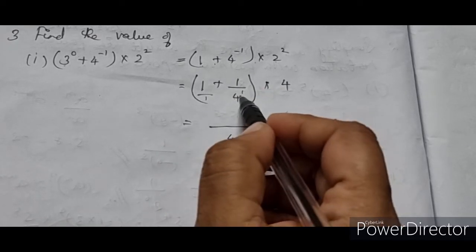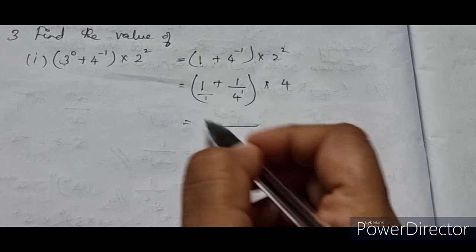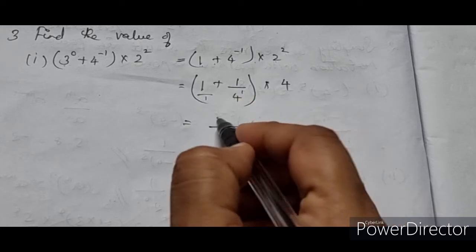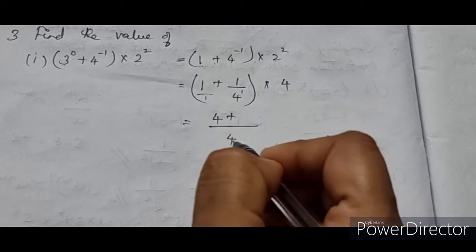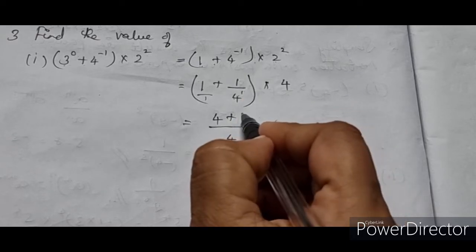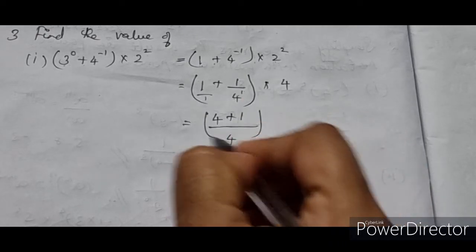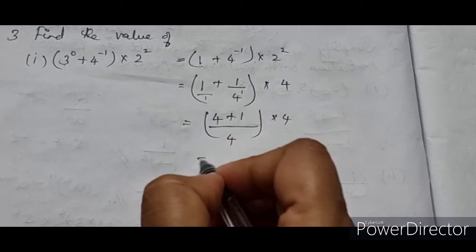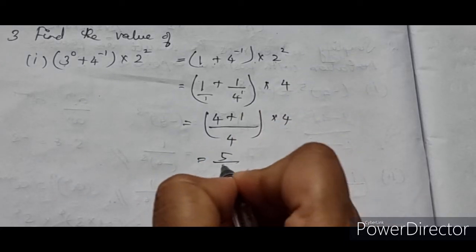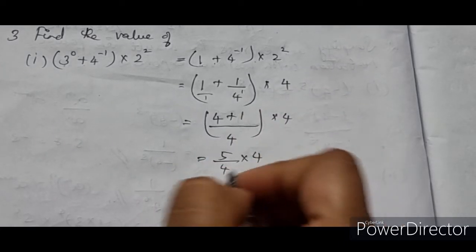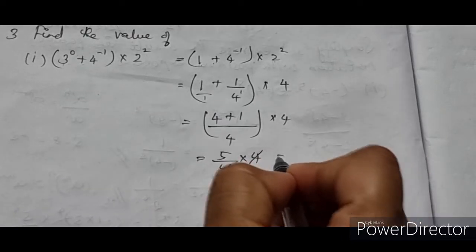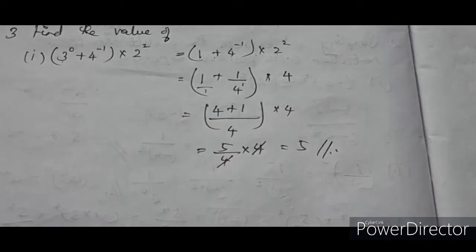So 4 will go here 4 times. 4 into 1 is 4 plus 4 will go here 1 time. 1 into 1 is 1. Okay, into 4. 4 plus 1 is 5 divided by 4 into this 4. 4 and 4 will get cancelled. The answer is 5.